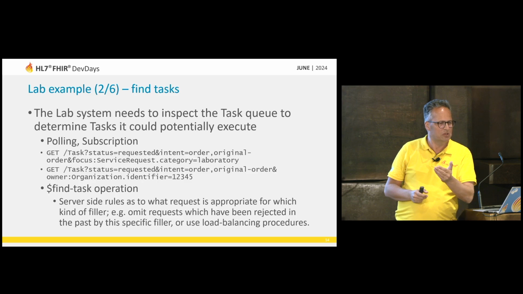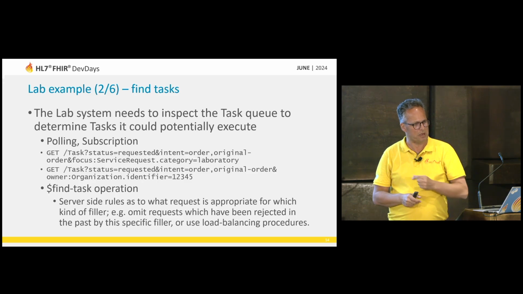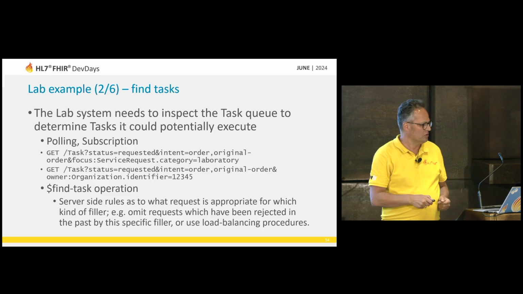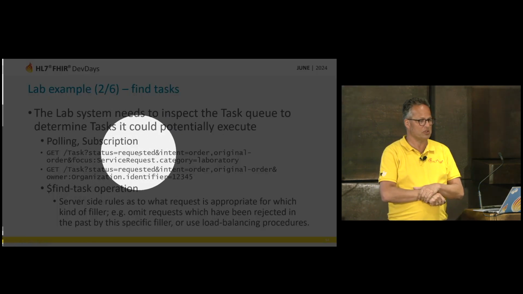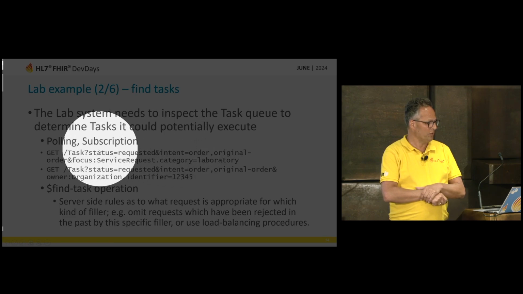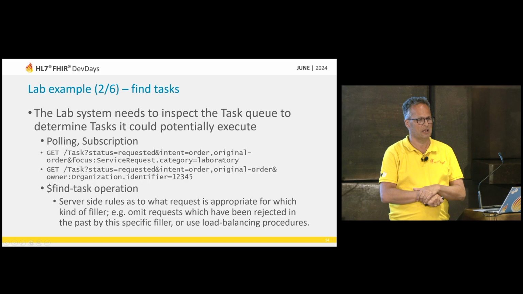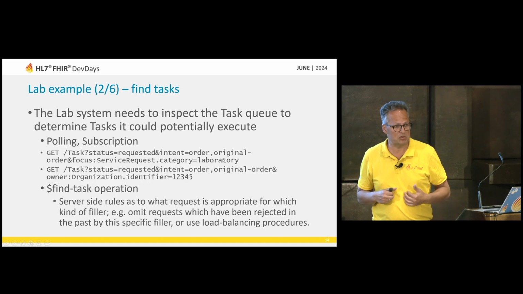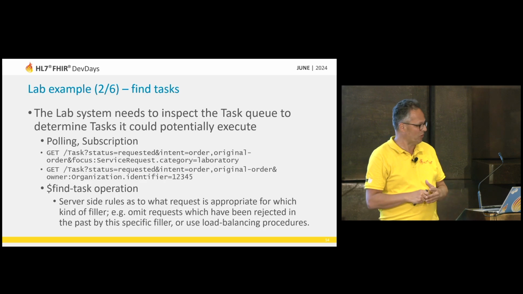So how do you do that? Well, polling or subscription. And you see there are some search strings here. Okay? So yes, give me all tasks with the status requested. In other words, they have not been claimed yet, we have yet to initiate the workflow, which are orders and where the focus is a service request in the category laboratory. Hey, if I'm a laboratory system, I don't want to know about radiology orders, right? So that's where this category comes in.